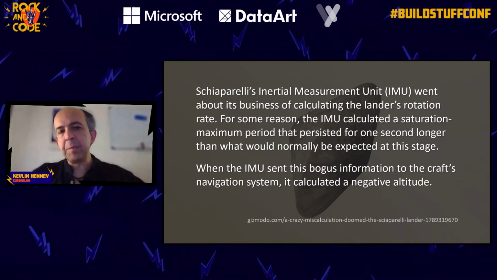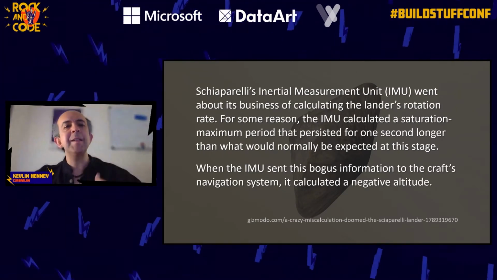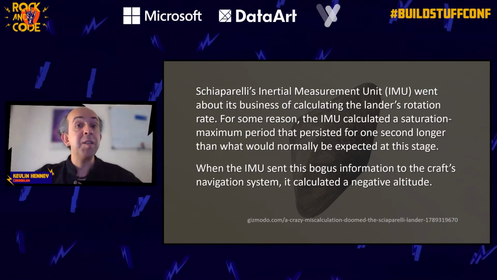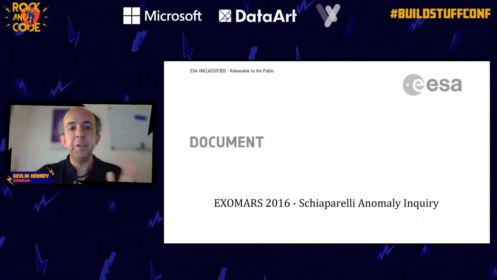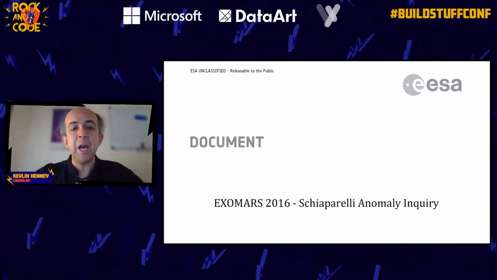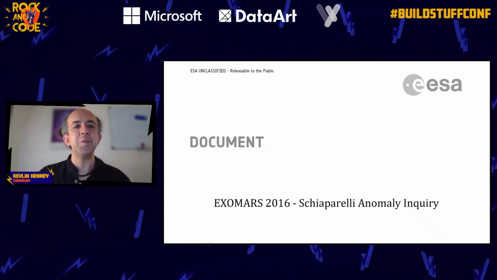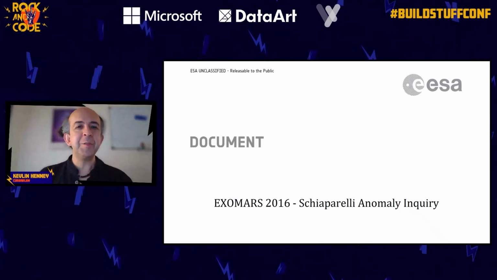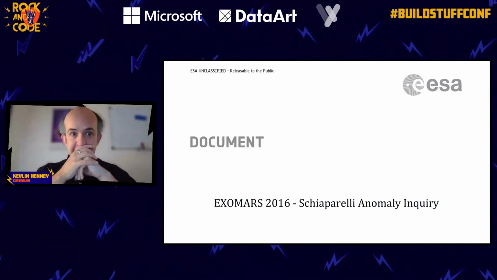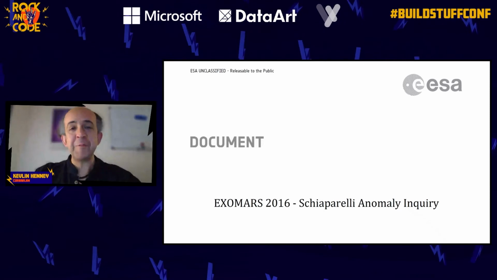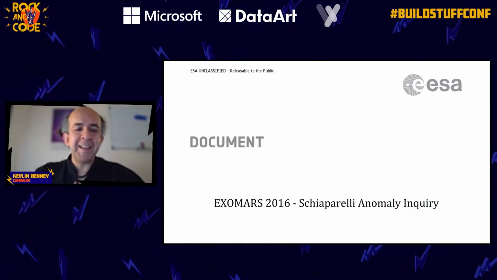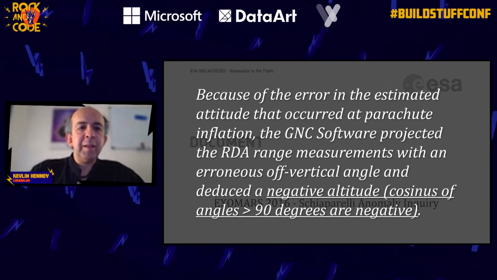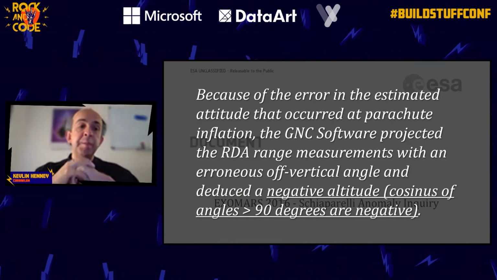Now, one of the great things about the European Space Agency is that it will publish its inquiries. So here's the inquiry. By the way, good use of vocabulary, Schiaparelli anomaly inquiry. If you have anything disastrous happen at work, feel free to use the word anomaly. It's lovely and understated. It's an anomaly. It's not a horrendous crash. It's an anomaly. Because of the error in the estimated attitude that occurred at parachute inflation.